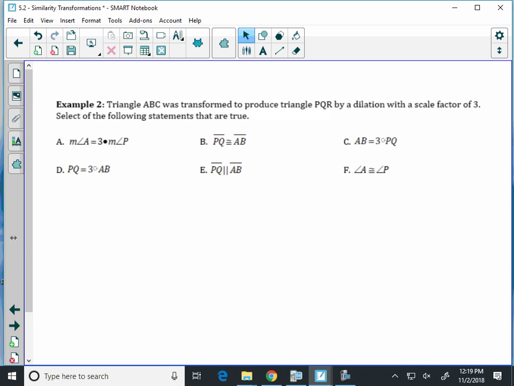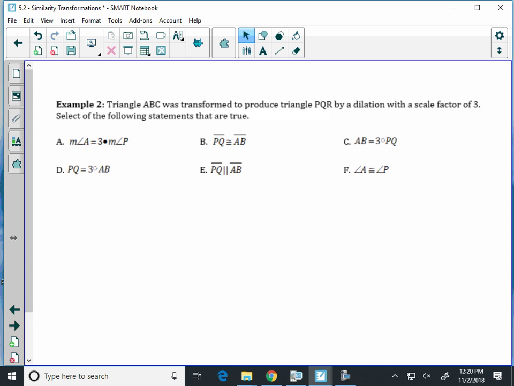What do we know about the pre-image and the image whenever we do a dilation? What do we know about them? Are they the same? Are they congruent? Are they different? When we do a dilation, what do we know? They're similar, very good. Which means the size of the pre-image, triangle ABC, is different than the size of the image because you did a dilation. You made it bigger, you made it smaller.